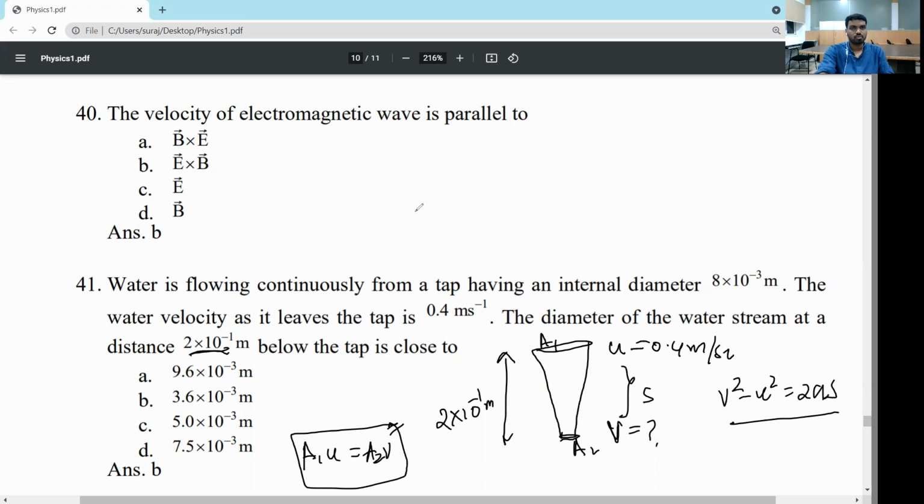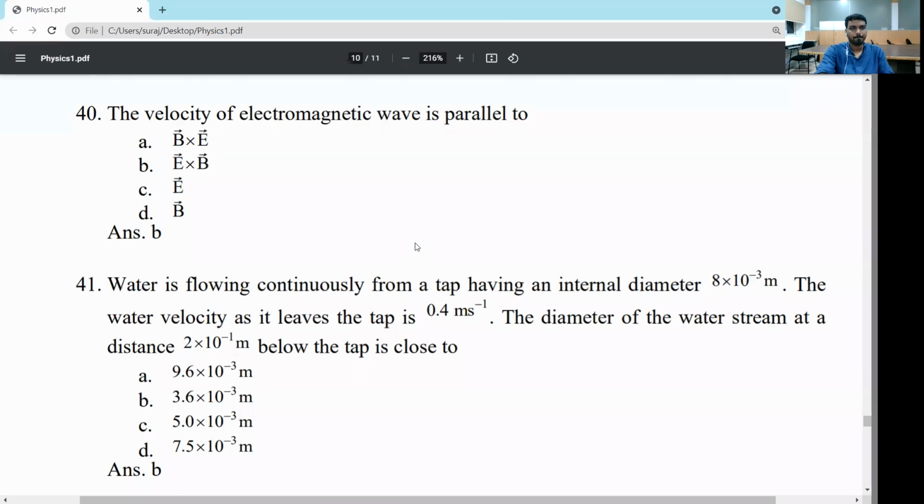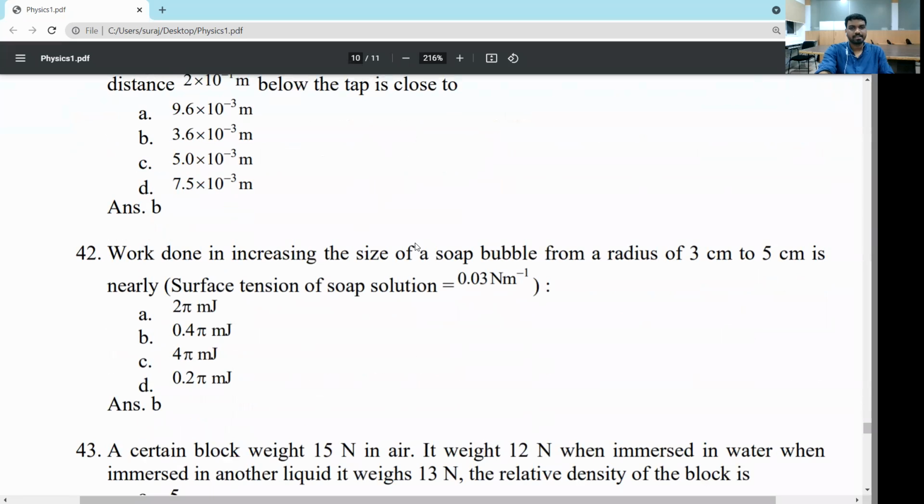Now question number 42. Work done in increasing the size of a soap bubble from a radius of 3 cm to 5 cm. So work done will be equal to surface tension times change in surface area. Change in surface area will be twice, right? 4 pi r square into 2 will come. Okay, keep it.